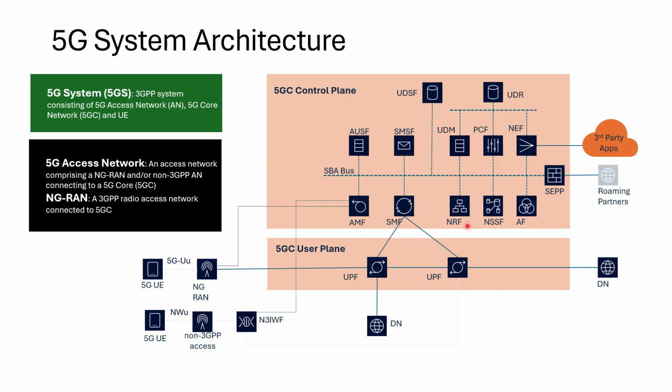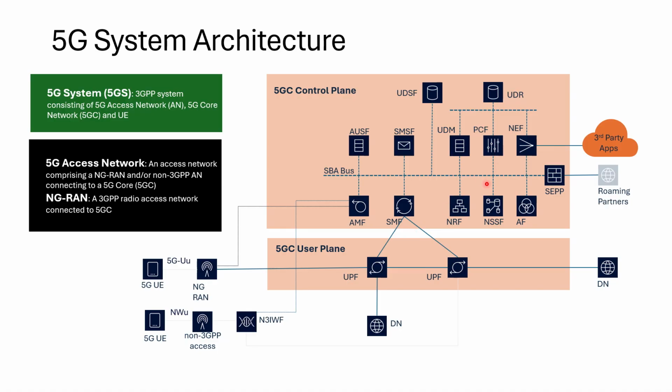Suppose you have the AMF, that is the access and mobility management function. This is the single entry point for UE connection. It handles registration, reachability, and mobility. Then we have the SMF, that is the session management function. It manages PDU sessions, allocates IP addresses, and controls the user plane.